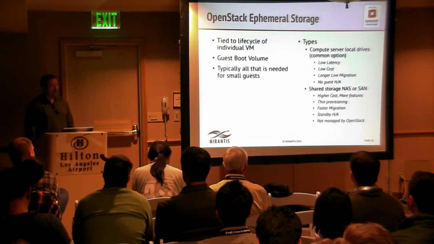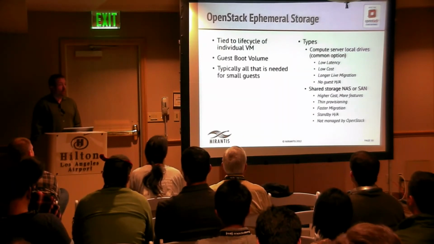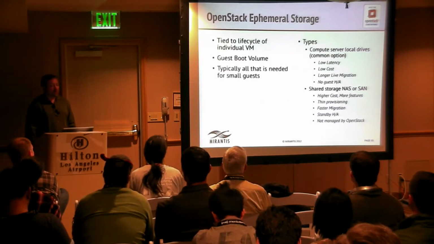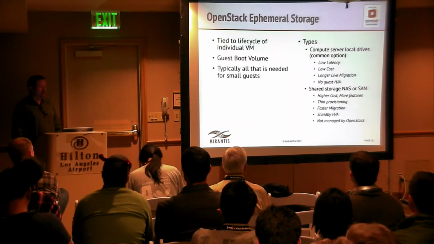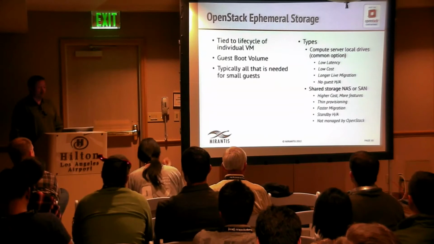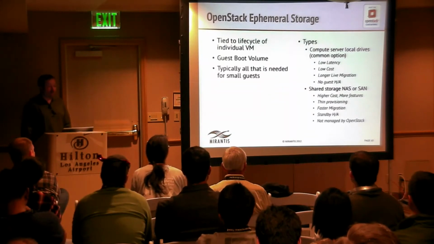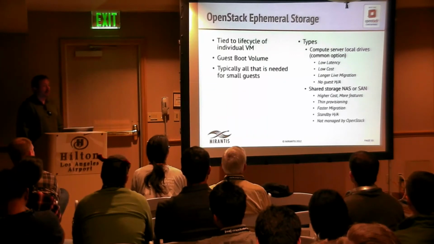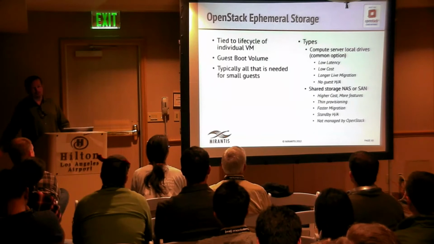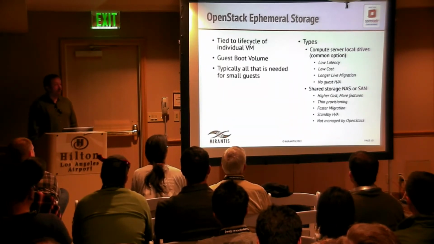Now, there's a few different types for providing the ephemeral storage tier. The most common one that we see so far is simply local drives. These have low latency. These have very low cost. Now, the disadvantages, of course, they provide a longer live migration. Now, live migration from local drives is simply a network copy. And there is no guest HA using local drives.